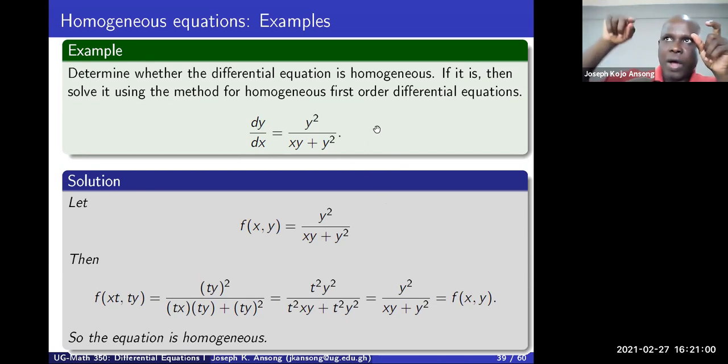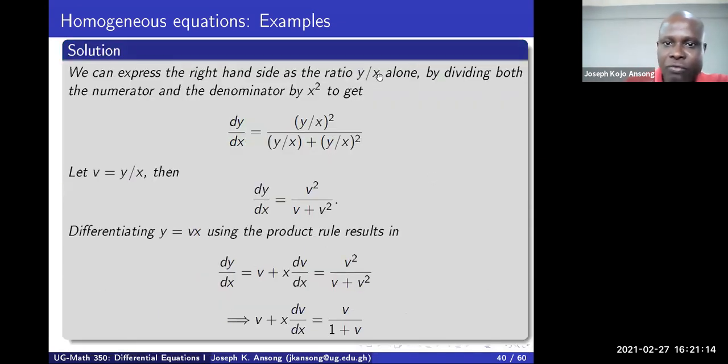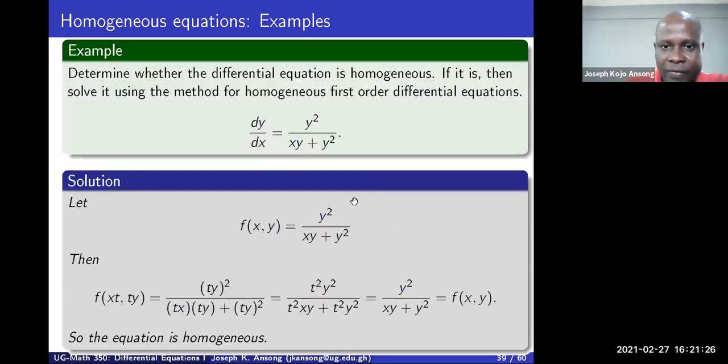Now that we know it's homogeneous, it means that we can express this as a function of y over x alone. Of course, here what you can do is divide the numerator by x squared, and the denominator by x squared. And then you can express every variable there in terms of y over x. So when we do that, this is what we get: dy/dx will be y over x all squared over y over x plus y over x squared. So what I've done here is divide all of this by x squared.